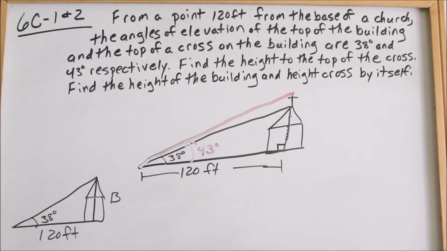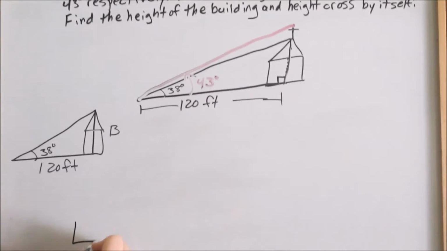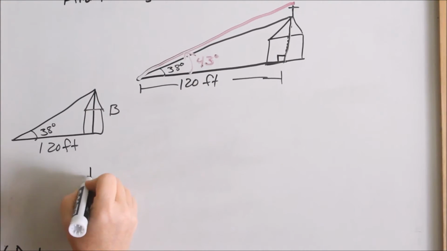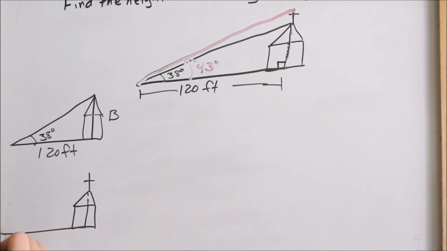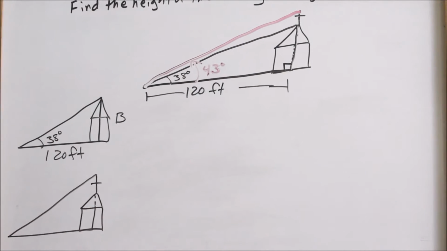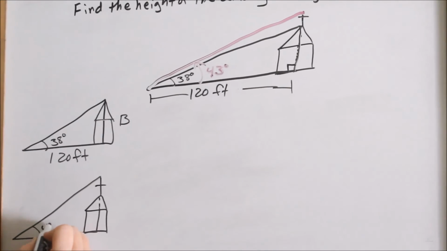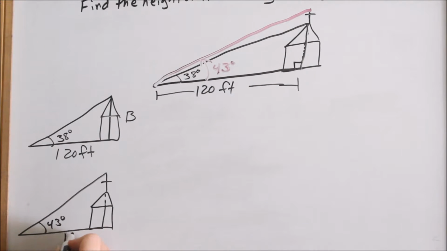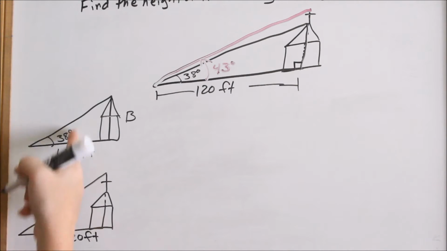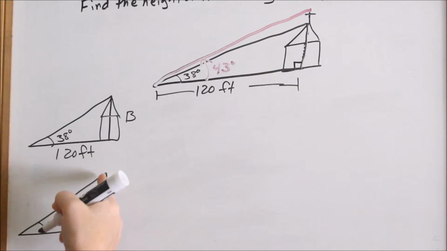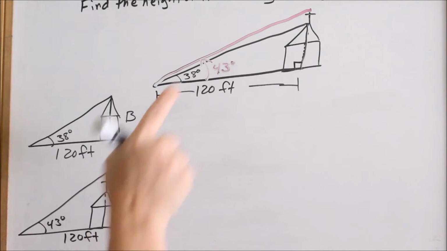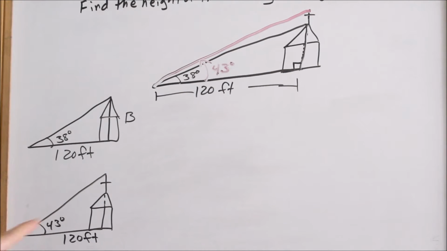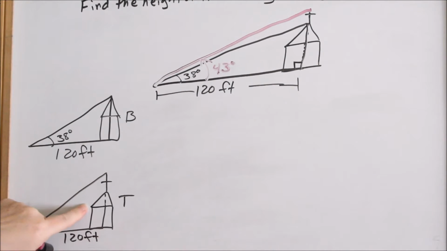Okay, then you can have another picture where you have the church, and then you have the top of the cross, and then you're going to the top of the cross. That angle of elevation would be 43 degrees. So if it helps to draw two separate pictures to solve this, then I would recommend doing that, okay? Because one of the questions is, find the height to the top of the cross, which is this. I'm just going to call this T for top of the cross.